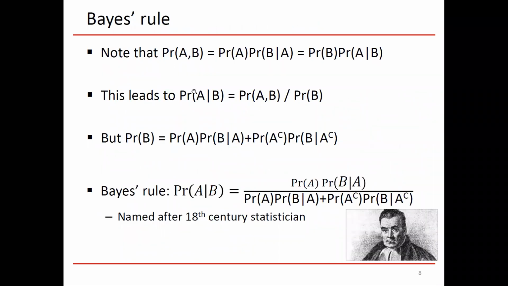Bayes' rule. Recall that the probability of the joint event, A and B, is the probability of A multiplied by the probability of B conditioned on A. It can also be expressed as the probability of B multiplied by the probability of A conditioned that we're in B. This relationship leads to the probability of A conditioned on B, similar to what we did in the previous slide using the Venn diagram. It's equal to the joint probability for A and B divided by the probability that we're conditioning on B.